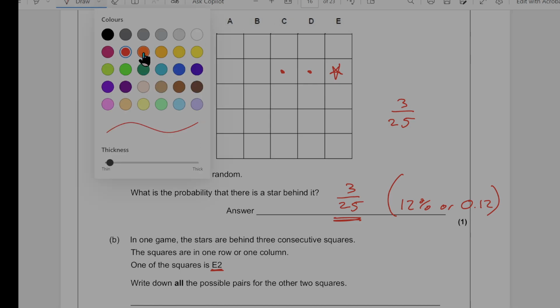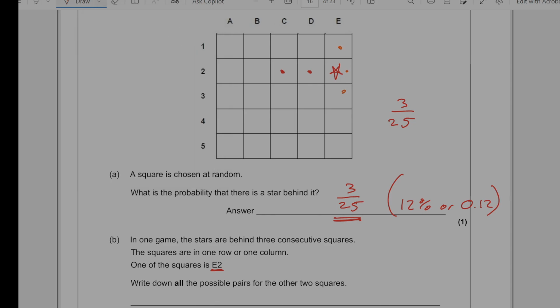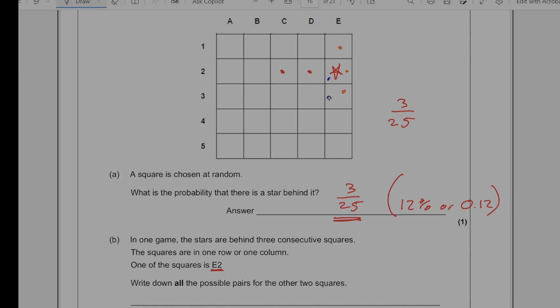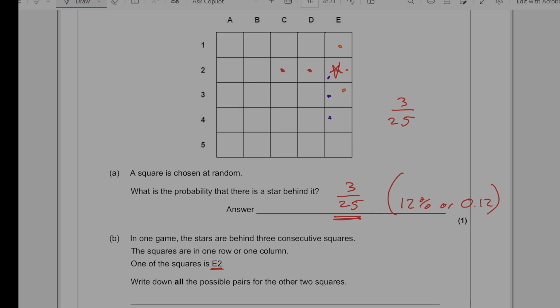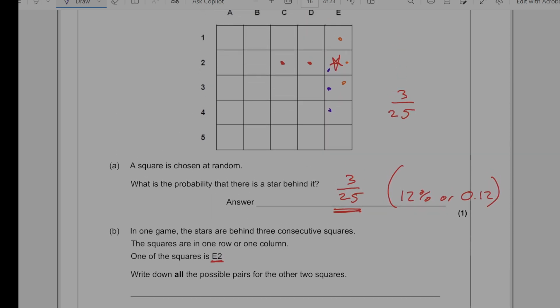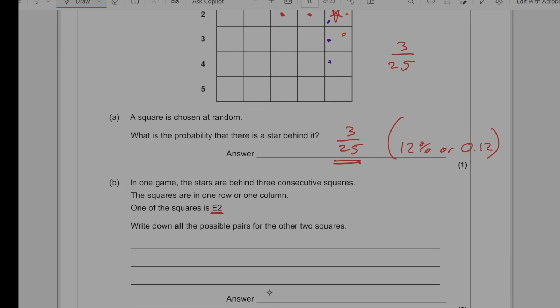each combination in different colors. So it could be there, it could be there, there, and there, or finally it could be there, there, and there. So those are my combinations. Write down all the possible pairs for the other 2 combinations. So I'm going to have C2 and C3.